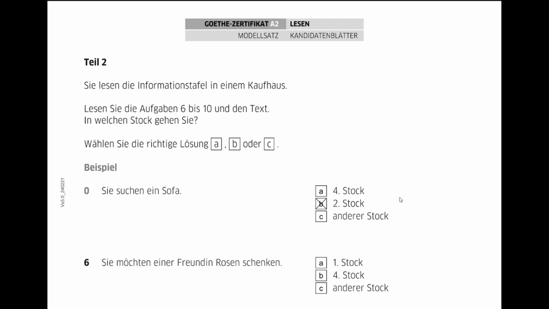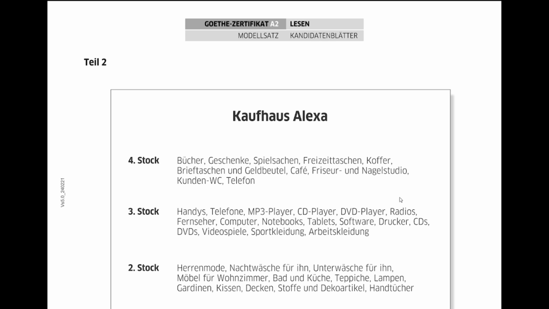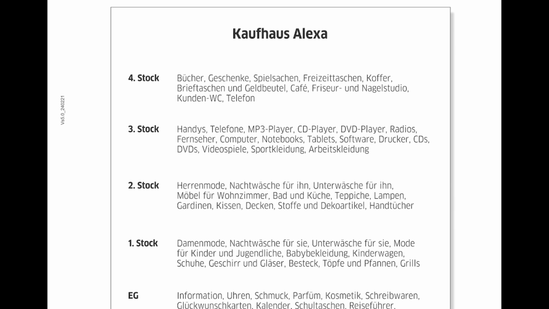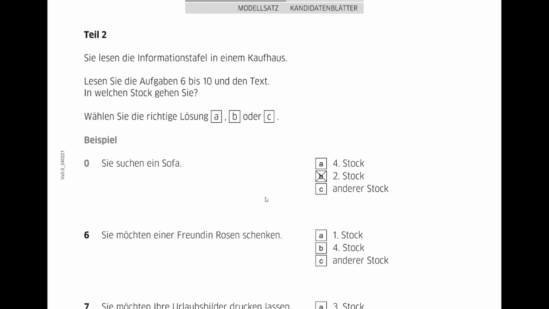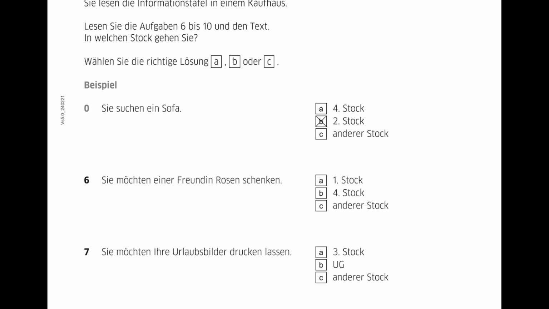So let's go and see if you will find a sofa on the zweiten Stock. So over here we are on the Informationstafel or notice board, and we will take a look at zweiten Stock. So on the zweiten Stock, over here on the second line, you see that they have Möbel for Wohnzimmer, which is furniture for your living room. So a sofa comes under this category. So it is furniture which you use in the living room or Wohnzimmer. So that's why they have selected option B over here. And in the same way, you will read the other questions and then select the correct answer. So this was part number 2 of Lesen.